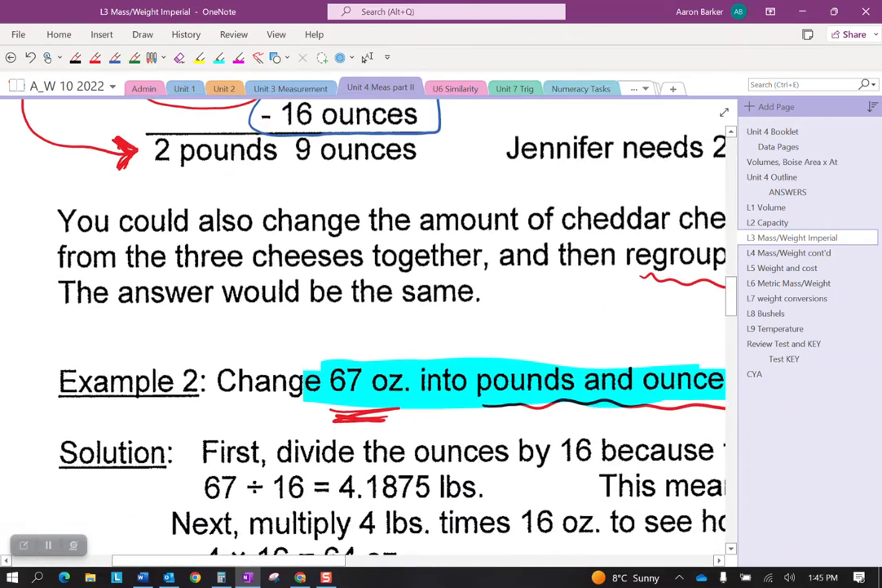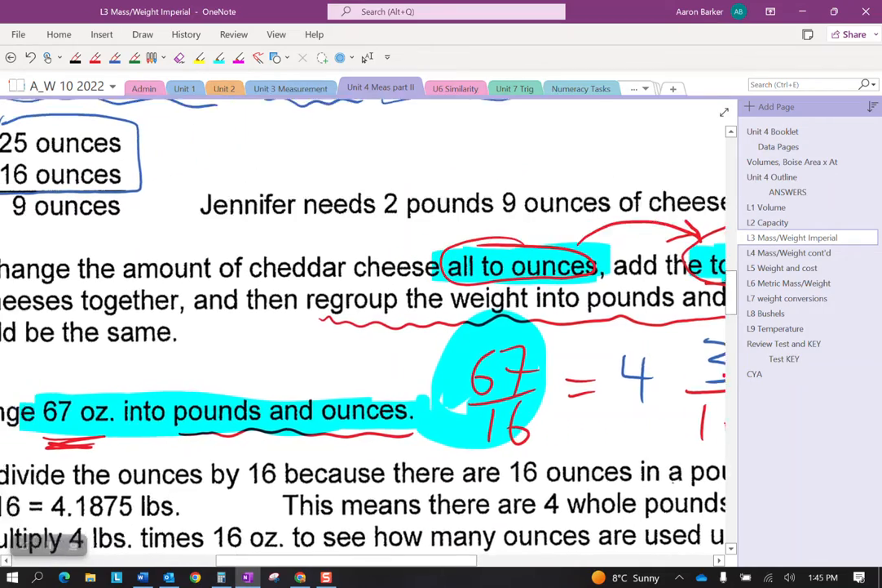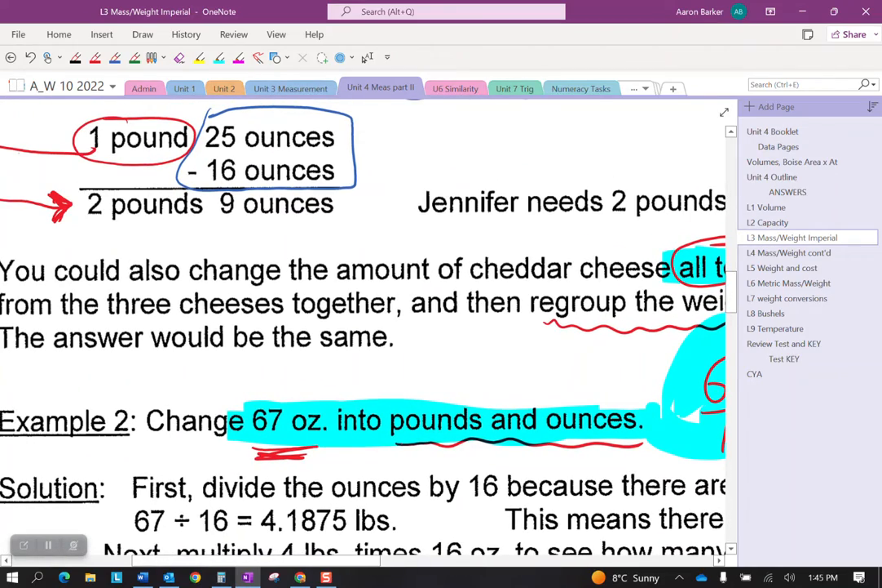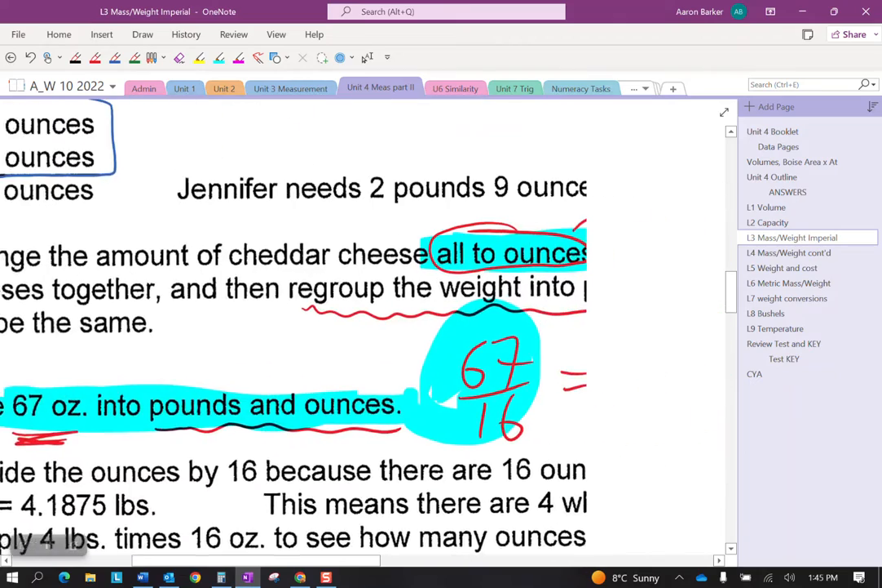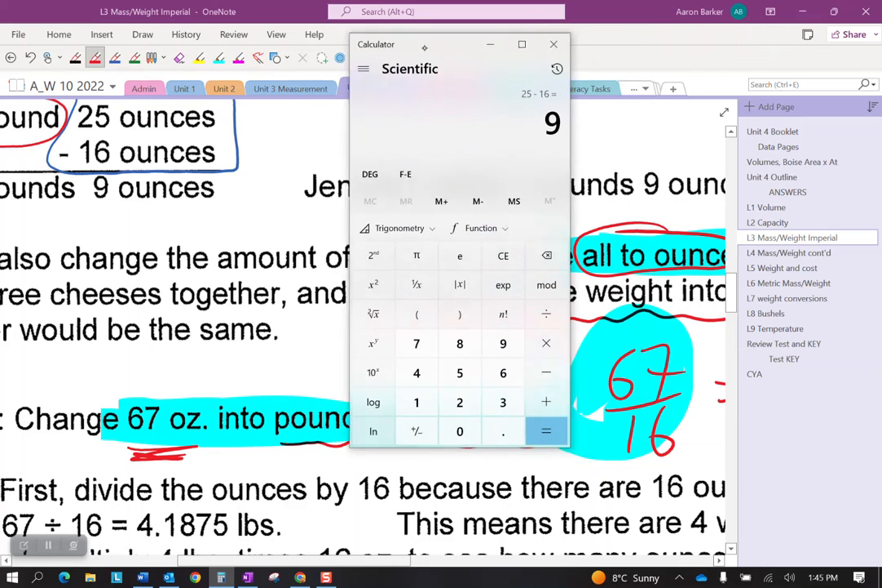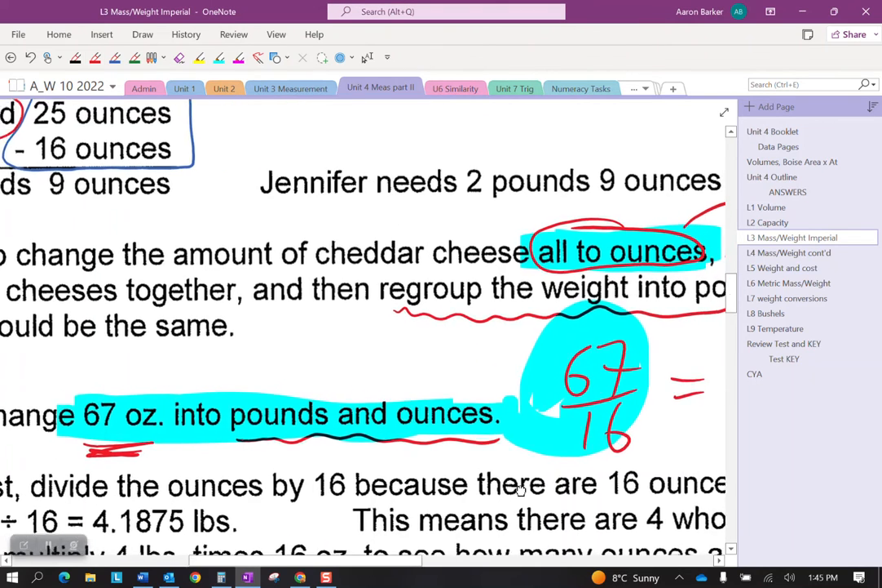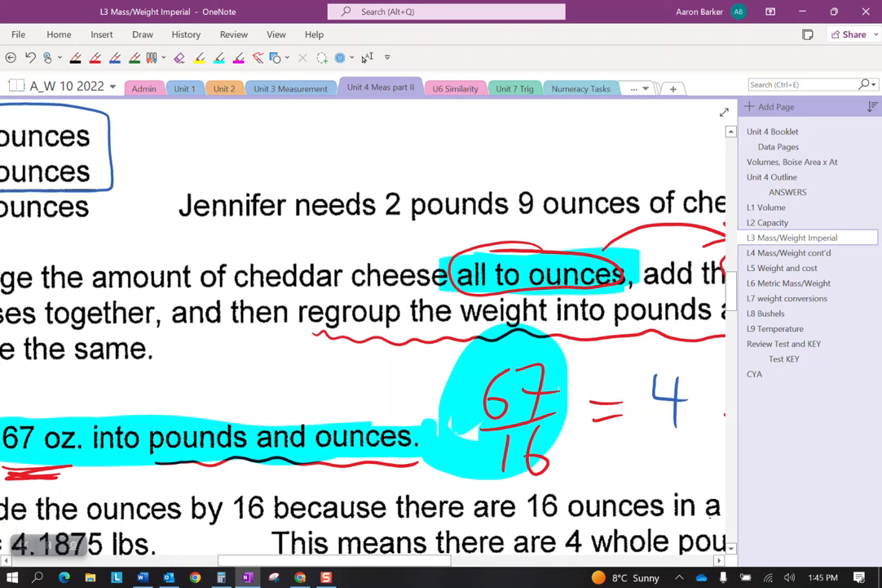So for this question then, if you did that, you get a total of 67 ounces. Okay. So then you have to take 67 and figure out how many groups of 16 and how many left over. So we would divide on the calculator. We would go 67 divided by 16. So there's 4 whole groups and something left over. So on our mixed fraction, we have 4 whole groups.